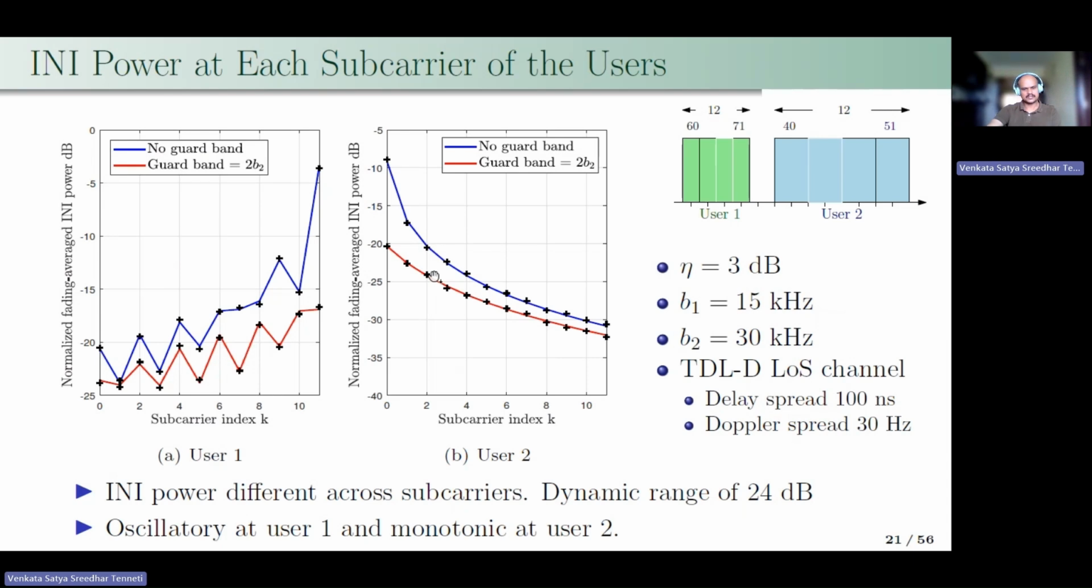So guard band is one technique which can mitigate the INI power, but the disadvantage is that we lose on spectral efficiency. So later we'll focus on mitigation techniques other than guard band to alleviate INI.